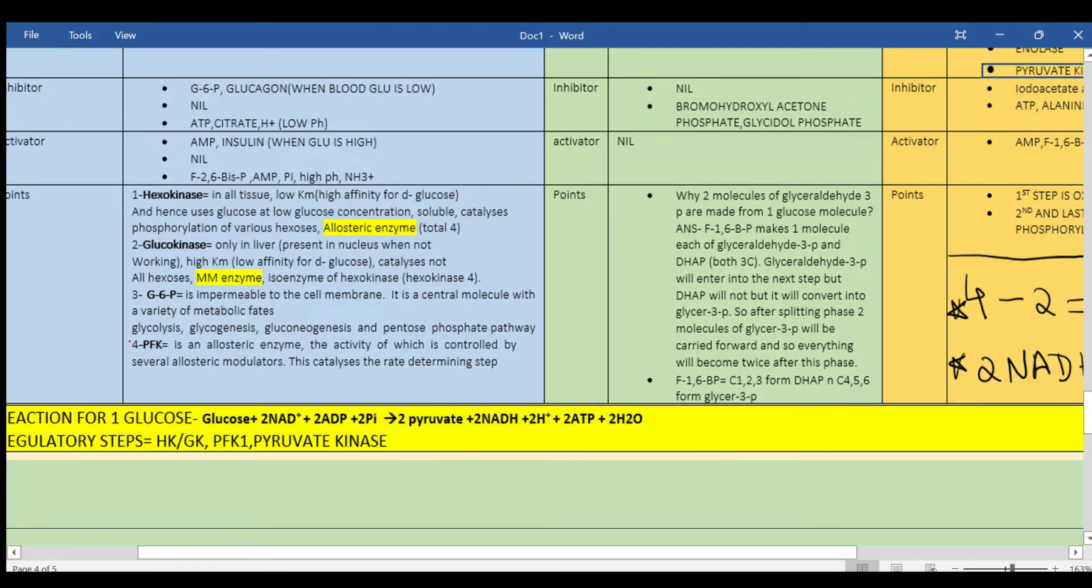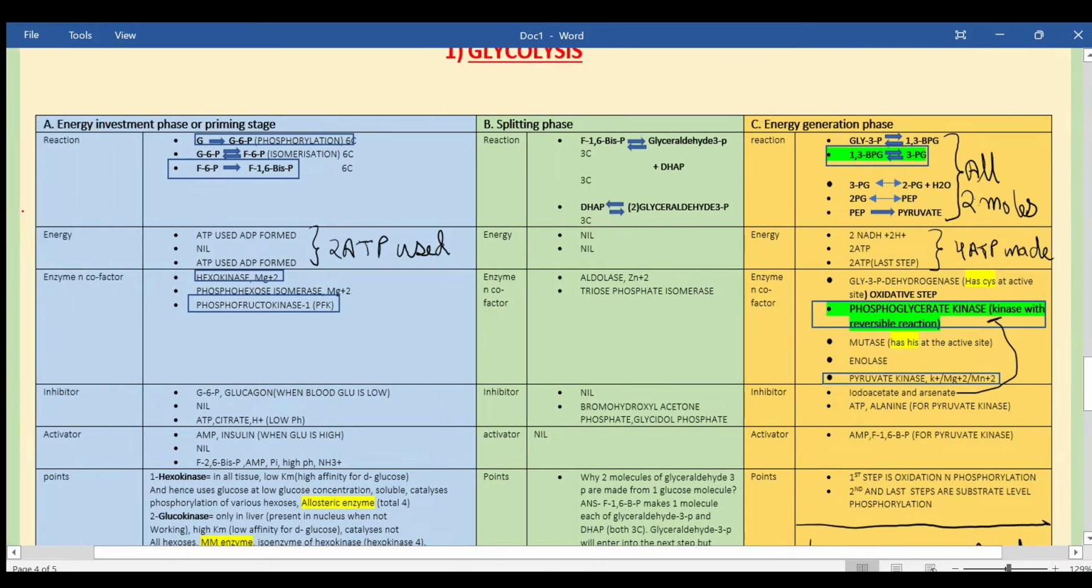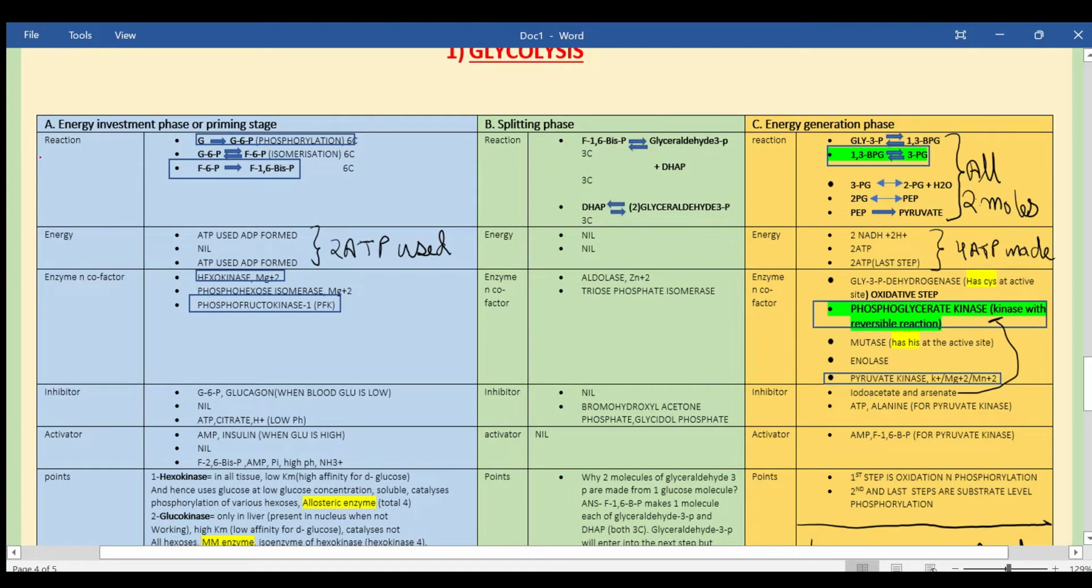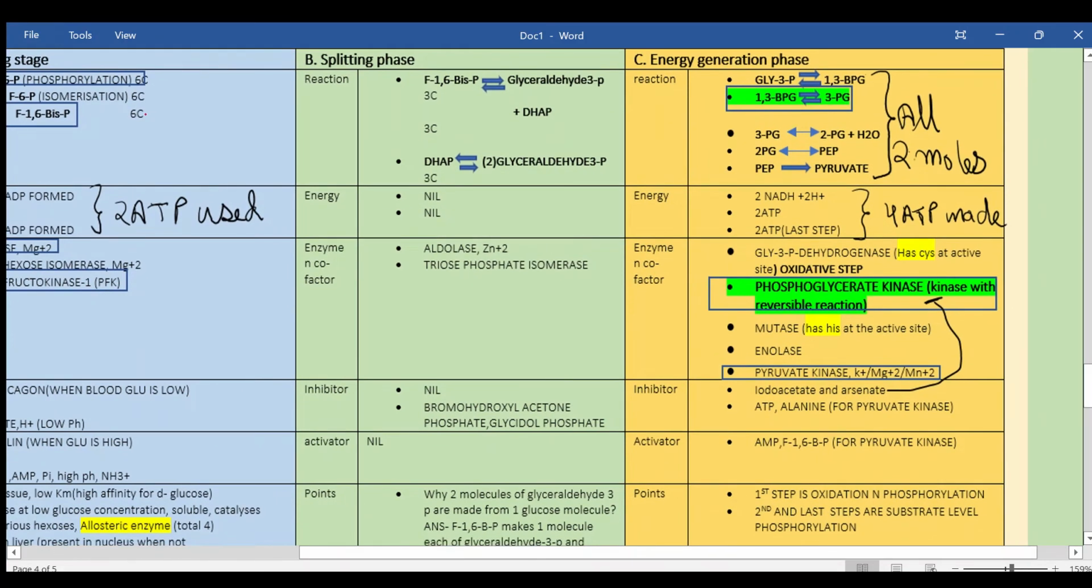Now, phosphofructokinase. It is an allosteric enzyme. Again, it will have a sigmoidal curve. It is a multi-subunit complex, the activity of which is controlled by several allosteric modulators. This catalyzes the rate determining step, meaning this is the rate determining enzyme, and hence it is very important. So I have completed the first column here, which is the energy investment or priming stage, where 2 molecules of ATP are used. Now the second column, which is the splitting phase.